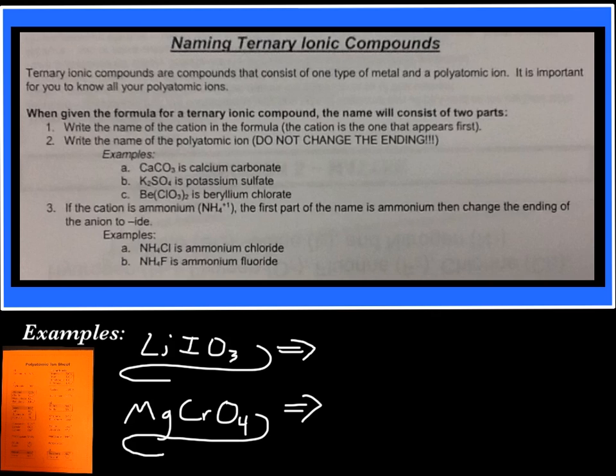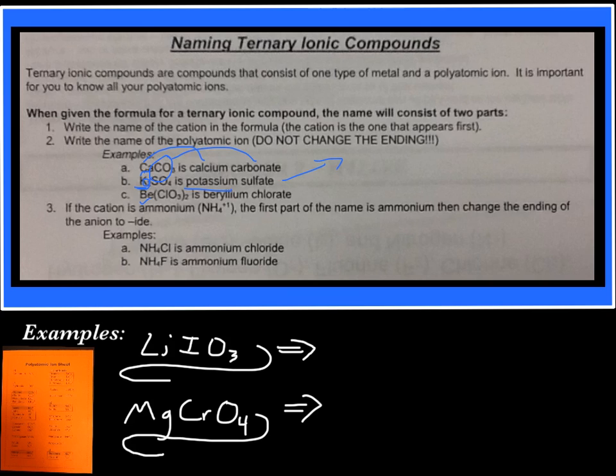Okay guys, so for the first example you have calcium and then your polyatomic is carbonate. So you just transfer that over to calcium carbonate. For the second one, B, you have K2SO4 and you just transfer it over: potassium sulfate. But the reason why there's a 2 right here is sulfate, if you remember on your list, has a -2 charge. And for the third one, you have beryllium chlorate, same thing. Beryllium has a charge of +2, so that would transfer over to the chlorate.